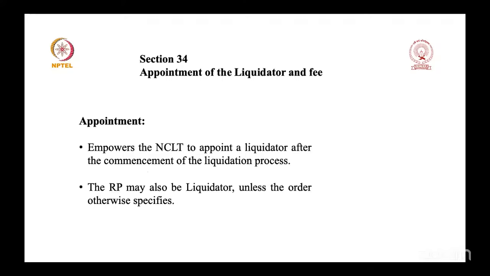Then, who appoints the liquidator? Very, very important. As I said, the moment we discuss that liquidation is going to happen, liquidation cannot be handled or managed by anyone else except a liquidator. Therefore, how do you appoint a liquidator and who can act as a liquidator? Appointment of a liquidator is always done by NCLT. And therefore, under Section 34 of the IBC, NCLT is empowered to appoint a liquidator. The resolution professional was till now dealing with the CIRP, the failing of which has led to liquidation.